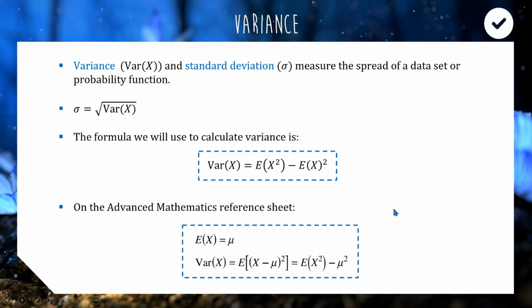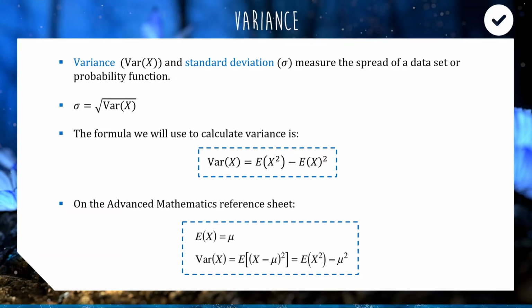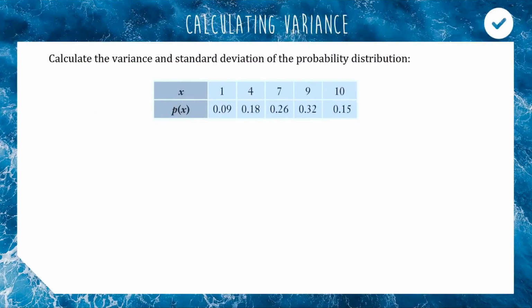All right, let's have a look at how we use this formula to find the variance of a probability function. And once we do a few examples, hopefully you'll start to follow the pattern and get some confidence. Okay, here's our first example. We're going to calculate the variance, and then we will calculate the standard deviation of this probability distribution. We've got our outcomes across the top, and on the bottom are our probabilities.